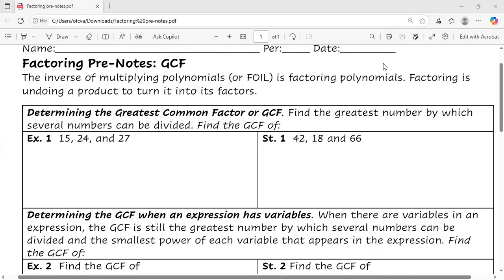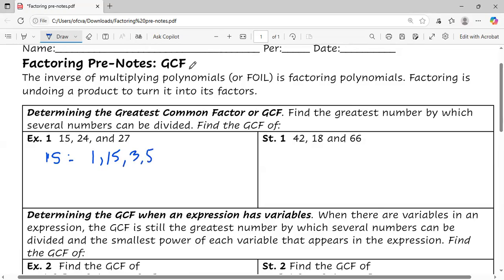So the first three examples are determining the greatest common factor, or GCF, for just regular constants, for numbers. In example 1, you have the numbers 15, 24, and 27, and you want to find the GCF for those numbers. For the number 15, you have all of the factors of 15: 1 times 15, 3 times 5, and that's where it ends, right?